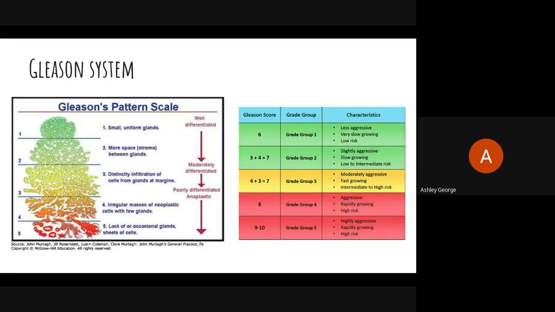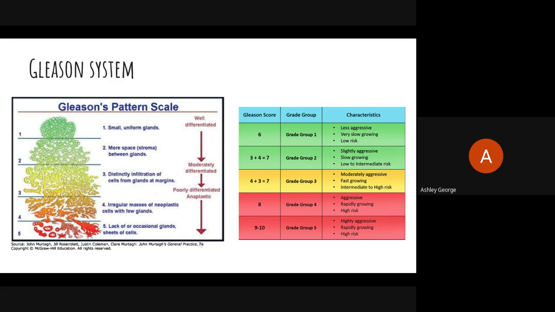So the Gleason system is a way to grade prostate cancer. It indicates how aggressive the cancer is likely to be based on how abnormal the cancer cells appear to be under a microscope. So these scores range from 2 to 10, with the higher score indicating a greater likelihood of the cancer growing and spreading aggressively. So a Gleason score of 6 or less is generally considered low grade. A score of 7 is intermediate, and then 8 to 10 is considered high grade.